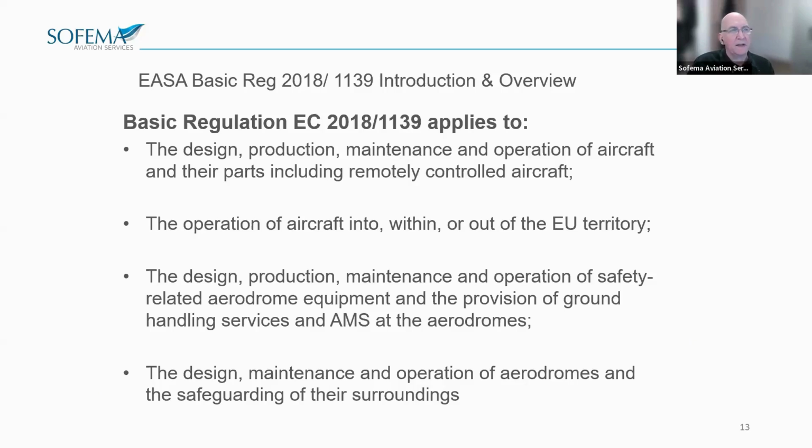So what does Basic Regulation 2018-1139 cover? Well, everything including design, production, maintenance and operation of aircraft in EU territory, as well as the operational infrastructure such as aerodromes, air traffic control and air navigation systems. So all those things. Operation of aircraft in and out of EU territory, design, production and operation of safety-related aerodrome equipment and support of aerodromes, including safeguarding of their surroundings.